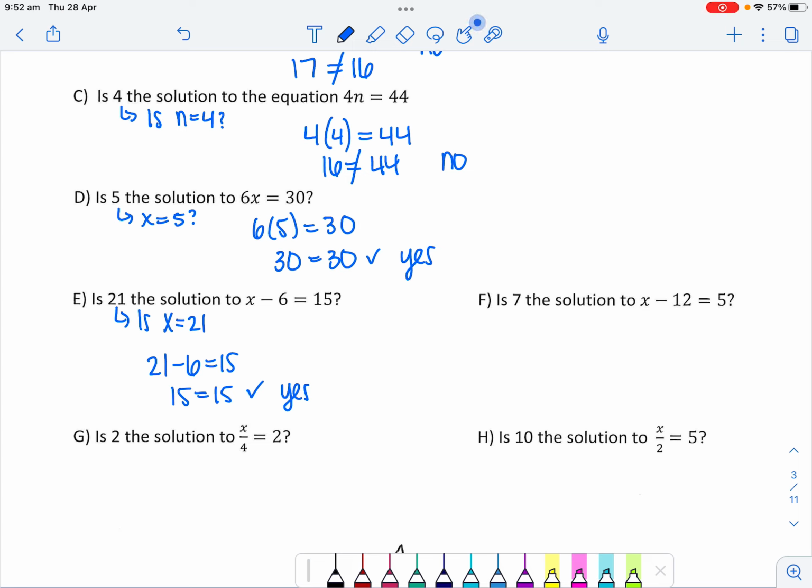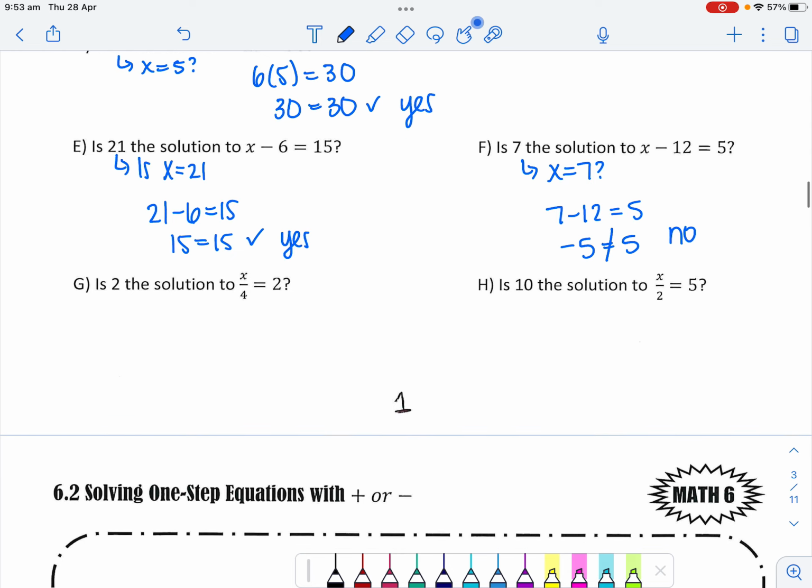For letter F, I want to know if x is equal to 7. So 7 minus 12 equals 5. Now when I do 7 minus 12, I actually get negative 5. And negative 5 and positive 5 are not the same number. So this answer is going to be no. Okay, because I cannot switch the subtraction. The order that you subtract in does matter. So it is 7 minus 12. And if you do type that in the calculator, 7 minus 12, it is negative 5, not positive 5. So the answer to letter F is no.